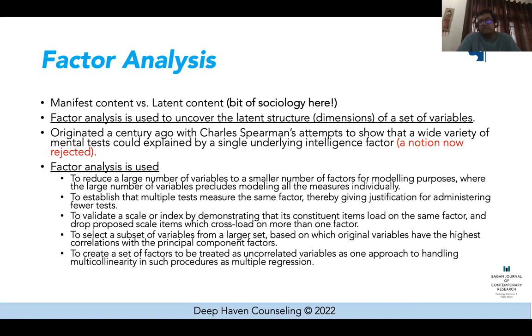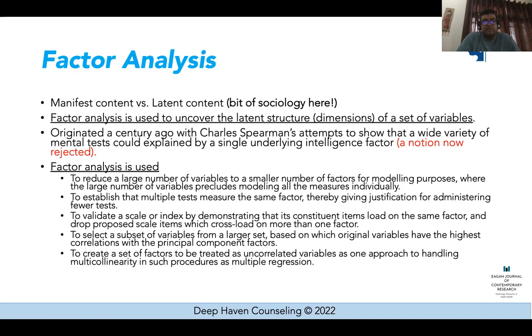So let's see why exactly we use factor analysis. One is to reduce a large number of variables to a smaller number of factors for modeling purposes, where the large number of variables precludes modeling all the measures individually. And then to establish that multiple test measures the same factor, thereby giving justification for administering fewer tests. And then to validate the scale or index by demonstrating that its constituent items load on the same factor. So if you have one factor in the generalized self-efficacy scale, then all 10 items should come under that, nowhere else.